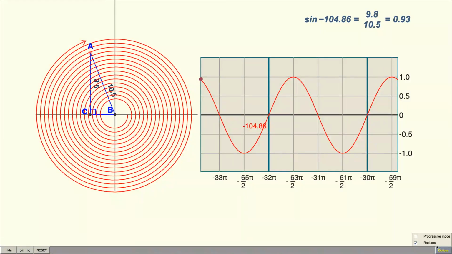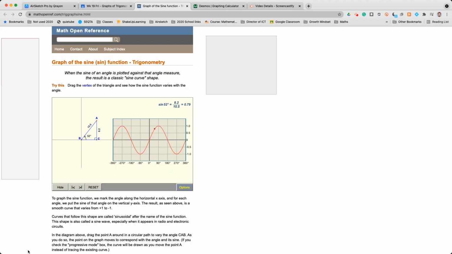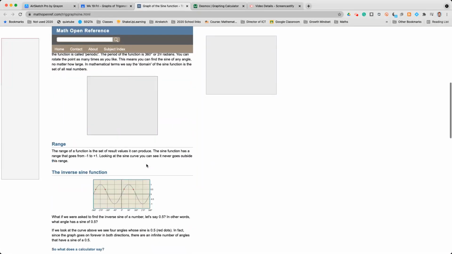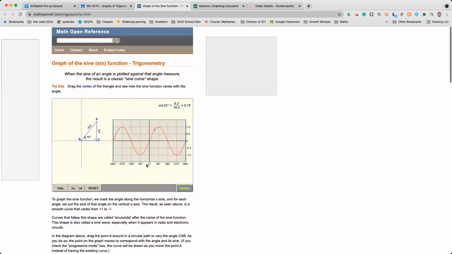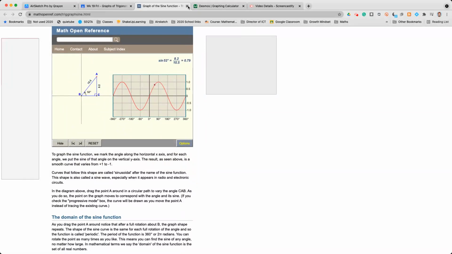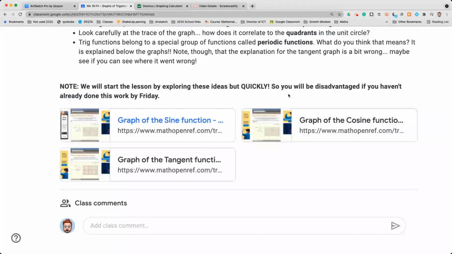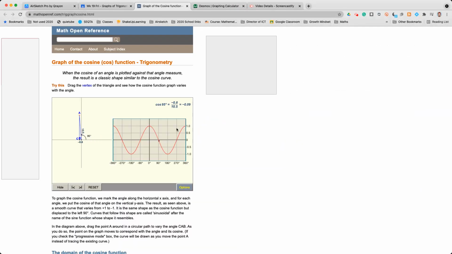Without belaboring it, cosine's the same, except that with cosine, our starting value is different. And if you have a look at the graphs, you'll see why.